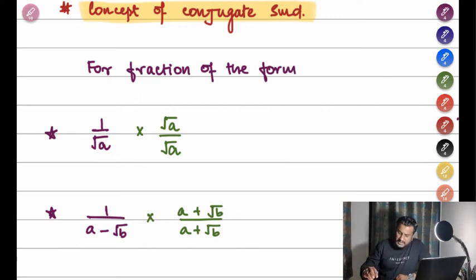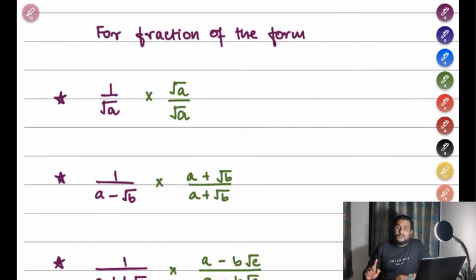Now for a fraction in the form of 1 by root a, which is very simple, I don't have to change the value of the fraction, so my multiplication on numerator and denominator remains the same. By what value should I multiply root a so that my denominator is a rational number? If I multiply by root a, the denominator would be a rational number. So it gives me root a by a.